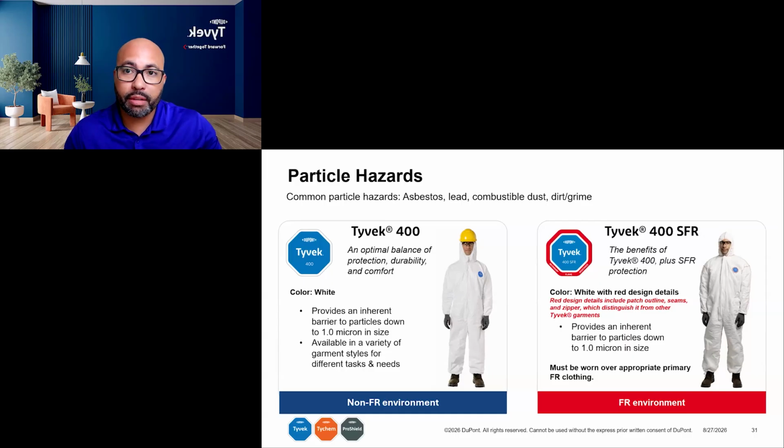It's going to give the same particle protection, but also with that secondary FR protection. One key difference is that our Tyvek 400 SFR does come with red seams, zipper, and patch details that distinguish it from our regular Tyvek 400. Now, I'm going to say this three times. This is the first one. Remember, SFR protective clothing must be worn over primary FR clothing. That's the first time. Two more times. Next slide, please.